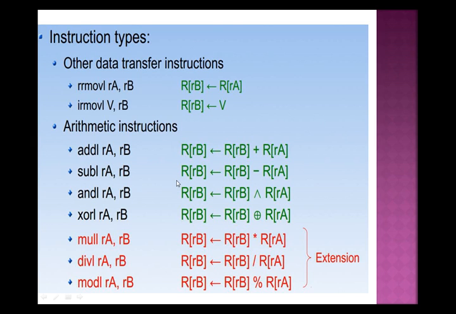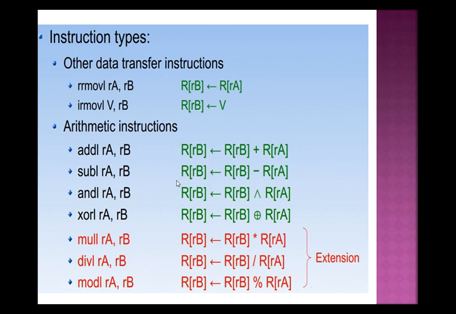The next instruction types are other data transfer instructions: RRMOVL RA, RB, that is moving the content of one register and storing it in another register. Then IRMOVL V, RB, where V is a variable, storing the value of V into RB, that is, storing from a variable to the register. That is also one of the instructions.